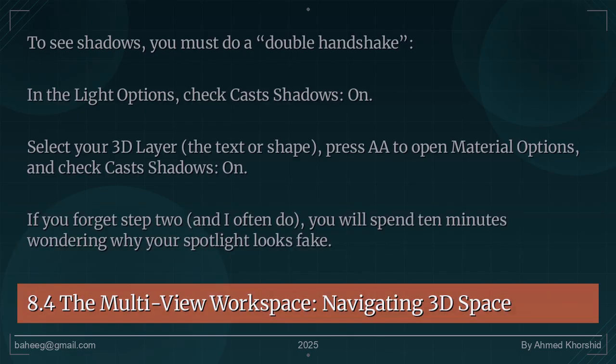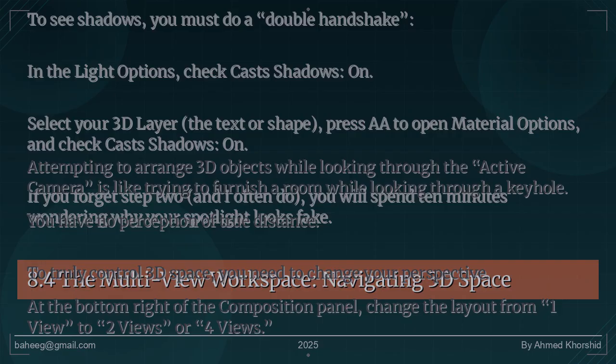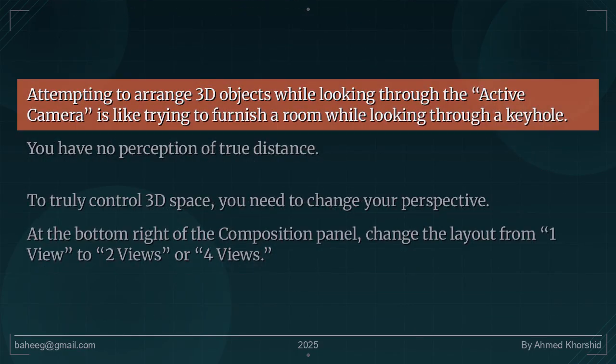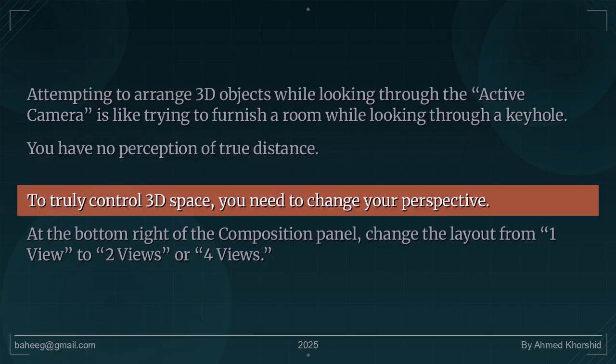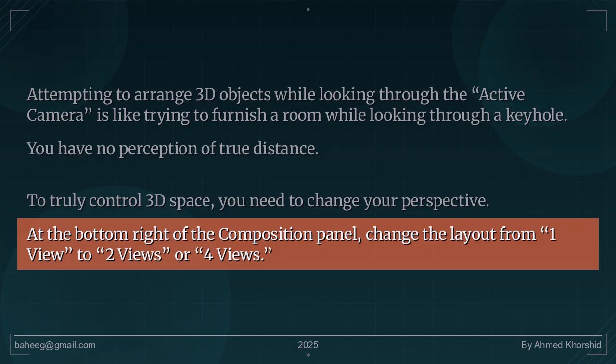8.4 The Multiview Workspace. Navigating 3D space. Attempting to arrange 3D objects while looking through the active camera is like trying to furnish a room while looking through a keyhole. You have no perception of true distance. To truly control 3D space, you need to change your perspective. At the bottom right of the composition panel, change the layout from 1 view to 2 views or 4 views.